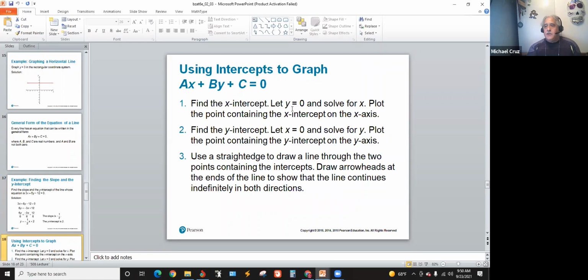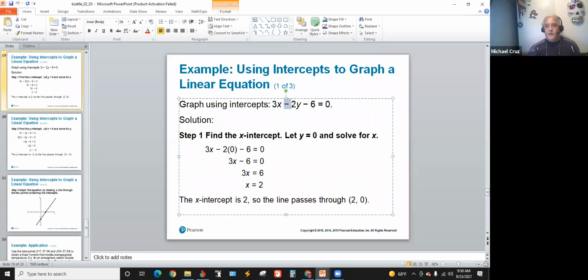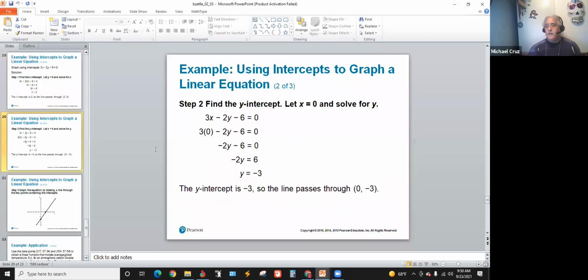And as I was saying, you can use the intercepts to graph as well, but it's calculated. Let me just show you what they're talking about. If you want to find the x-intercept, you let y be equal to 0. Negative 2 times 0 is just 0, so all you have left is 3x minus 6 equals 0. Solve for x, and x is equal to 2. That's usually pretty easy to do on most of these that are in this general form.